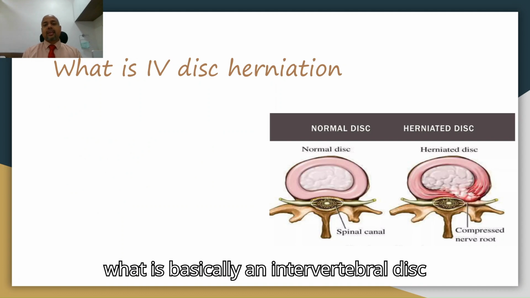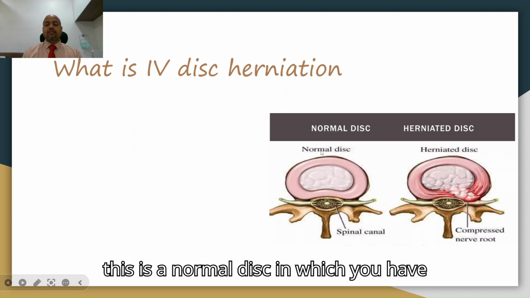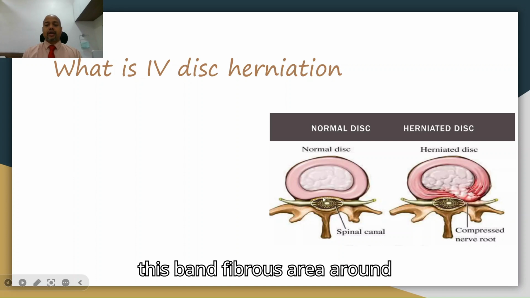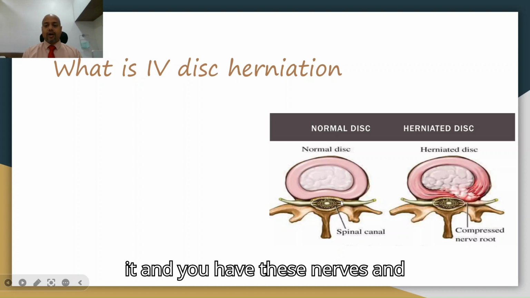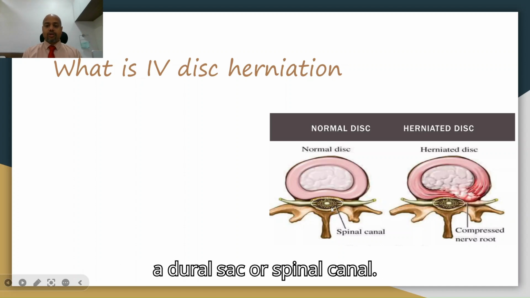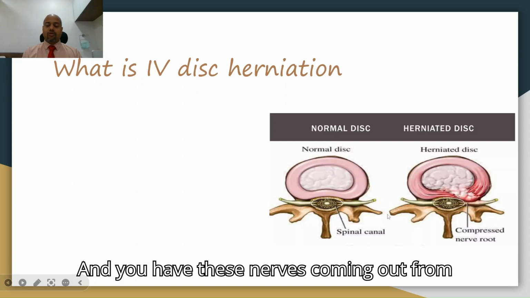Now, what is basically an intervertebral disc herniation? So, as you can see over here, this is a normal disc in which you have this jelly-like material and you have this fibrous band around it, and you have the nerves, a collection of nerves, which is known as the dural sac or spinal canal, and you have these nerves coming out from here.